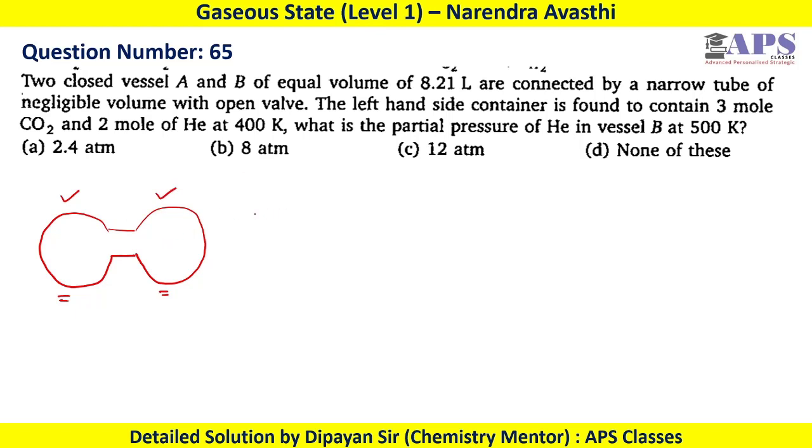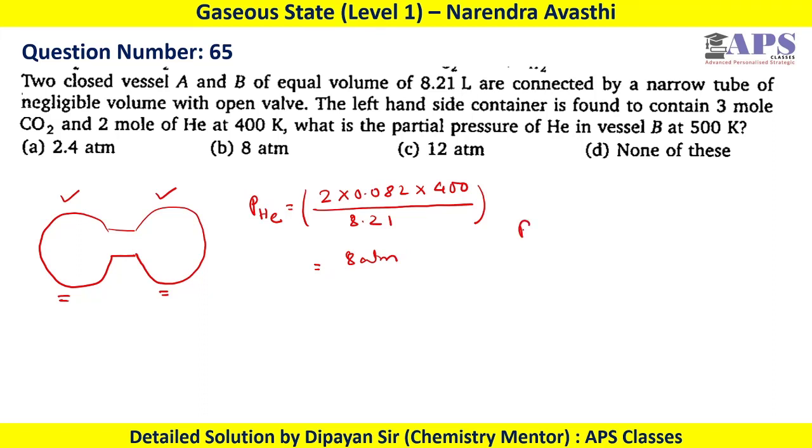So in this case we can calculate the partial pressure of helium in the left hand container by number of moles times 0.0821 multiplied by 400 Kelvin and divided by the volume of the left container, that is 8.21, and the final partial pressure in the left hand container is going to be 8 atm. Okay, so the partial pressure in the left hand container is 8 atm.